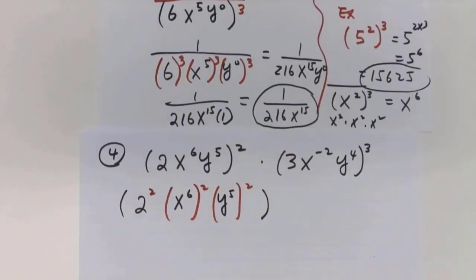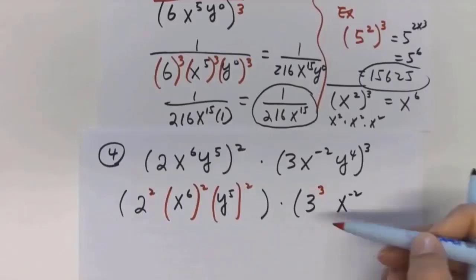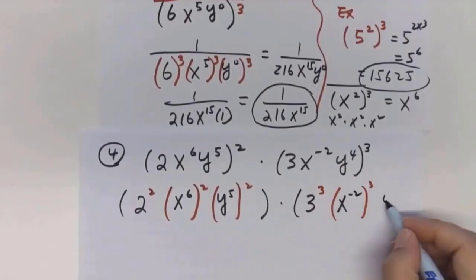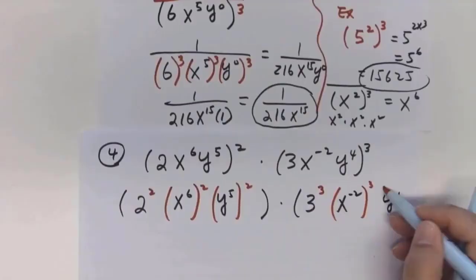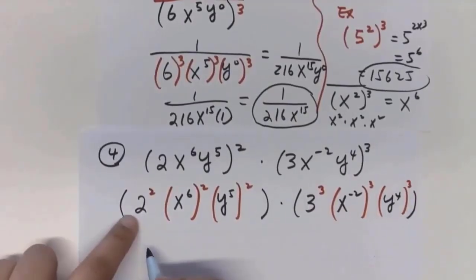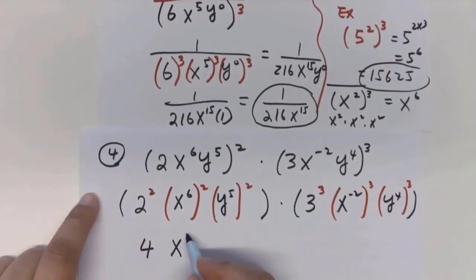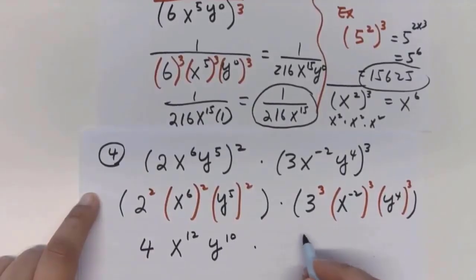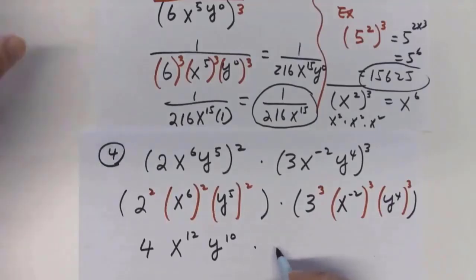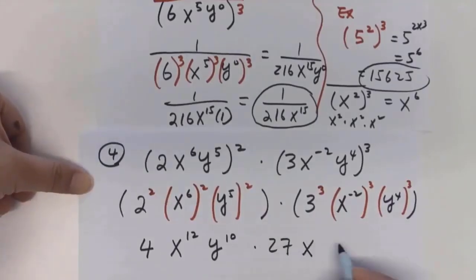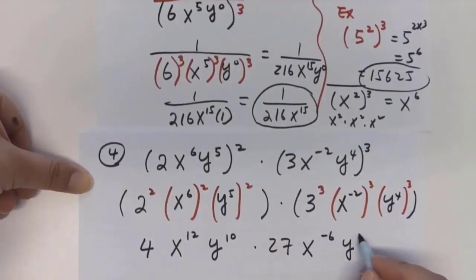And then for the second one, we have 3 cubed, and then x to the negative 2 needs to get cubed, and y to the 4 needs to get cubed. Now, this 2 squared is what? 4, x to the 12, y to the 10. And then 3 cubed is 3 times 3 times 3, 27, x to the negative 6, y to the 12.